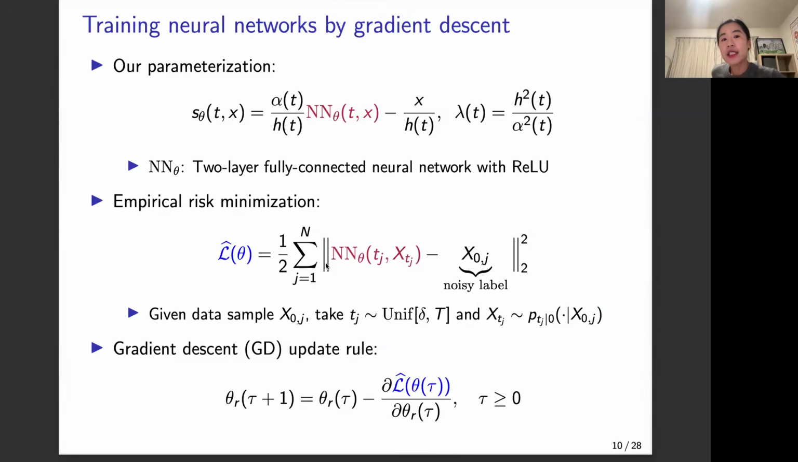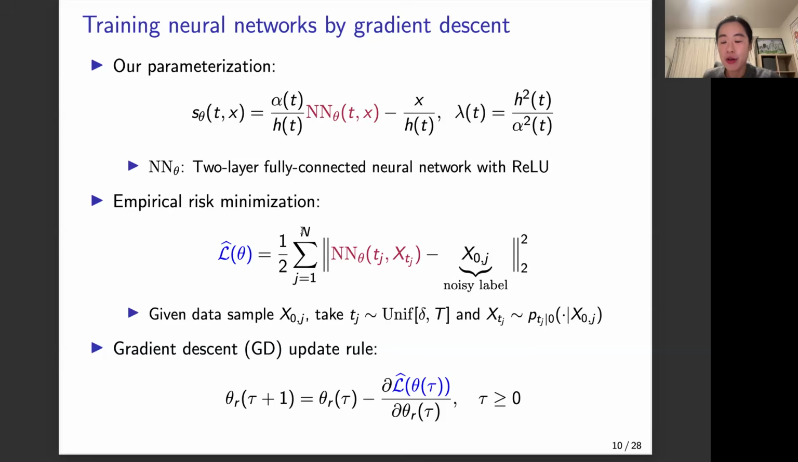So what we want to do is that if we are interested in training a neural network to approximate the score function, then can we use the simplest thing we can think of and then see what will happen? Can we get something from a theoretical aspect? So the parameterization is also simple: a two-layer fully connected neural network with ReLU activation function to serve as the approximated score function. And then we want the neural network to minimize the empirical loss function.